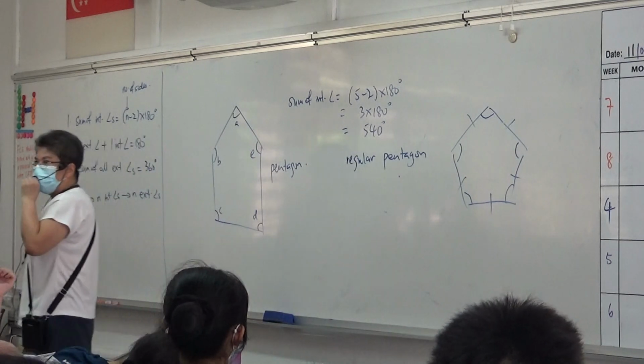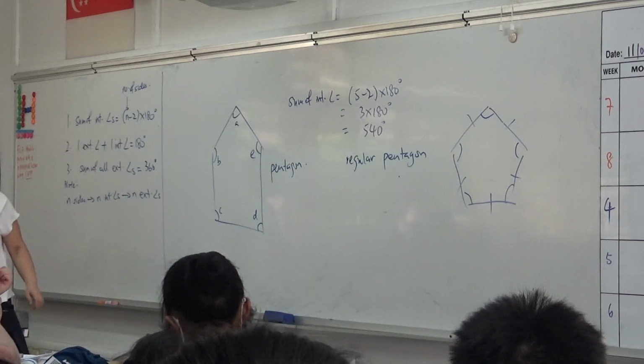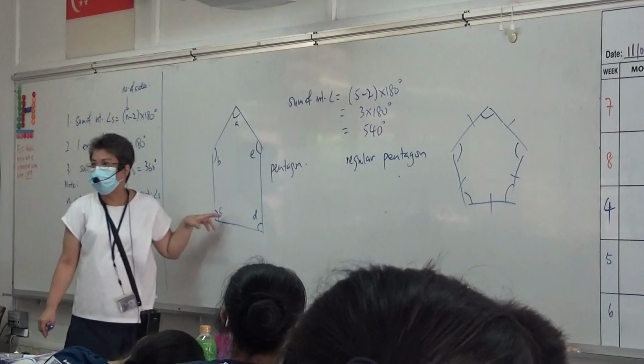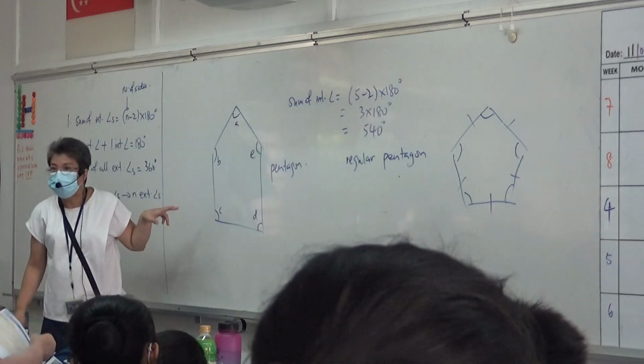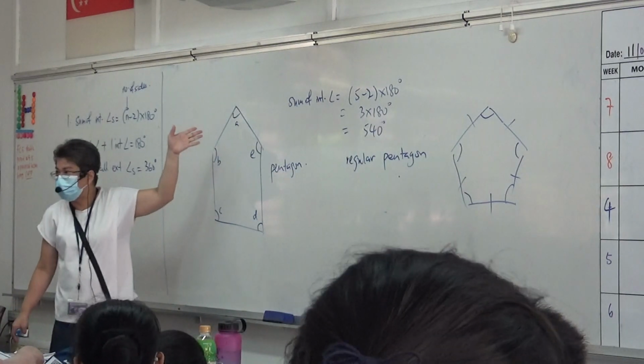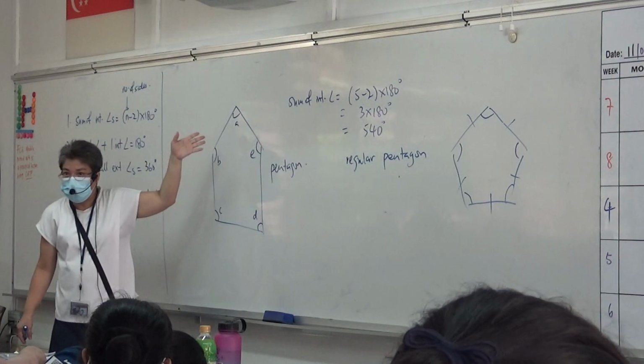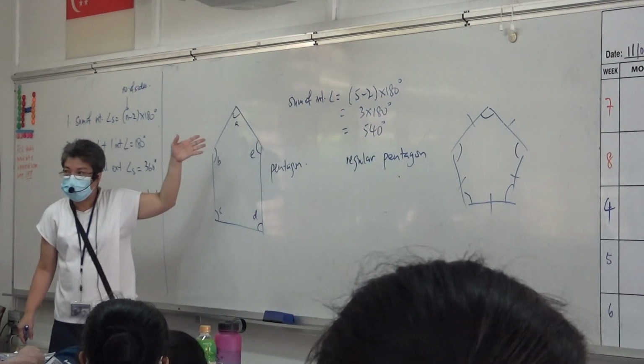Now, if the pentagon is not regular, are we able to find each of them? No, right? You must know 4, then you can find the last one, right? Agree, right?